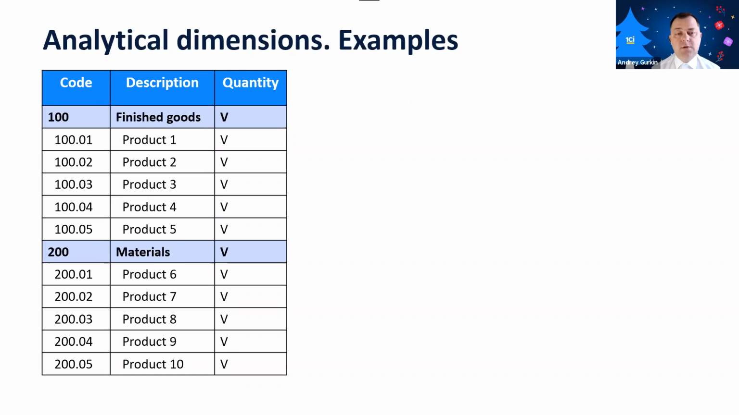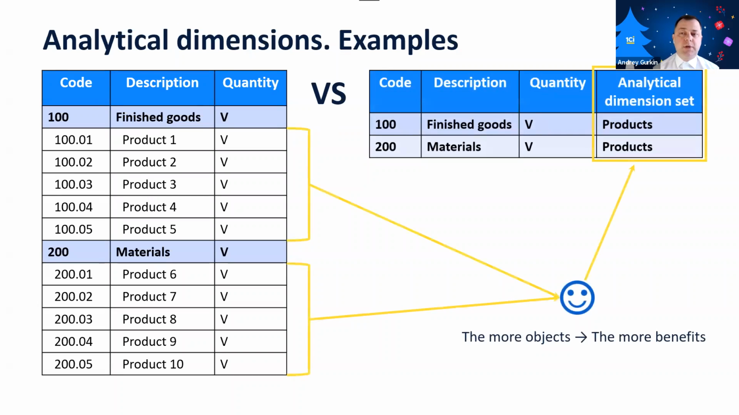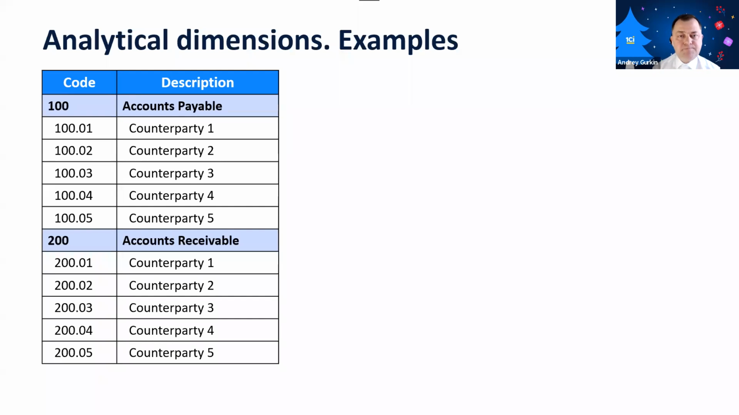And here, by the way, you can see the quantity column, as I mentioned before, but we have a simple answer for it. You can switch on the analytical dimension for these 2 accounts. Switch on, and in a minute you will have the same result. You don't need to add any sub accounts anymore. The benefit is, the more objects you have, the more benefits you get from this new capability.